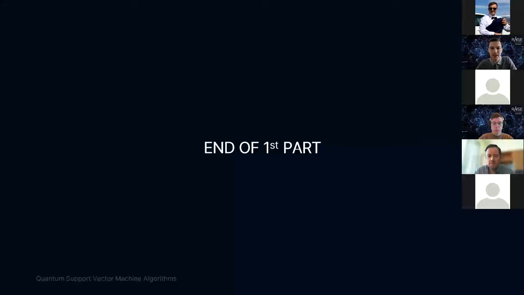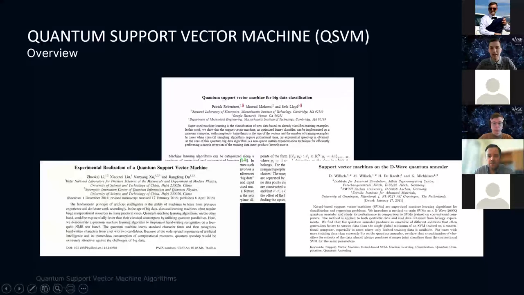Now that we have introduced the theoretical concepts supporting our applications, we are going to the most interesting part, which is the quantum support vector machine. We are talking about a machine learning algorithm, in particular a class of algorithms which uses the theory of the classical support vector machine and leverages quantum computing to enhance a part or the whole of the algorithm behind it.